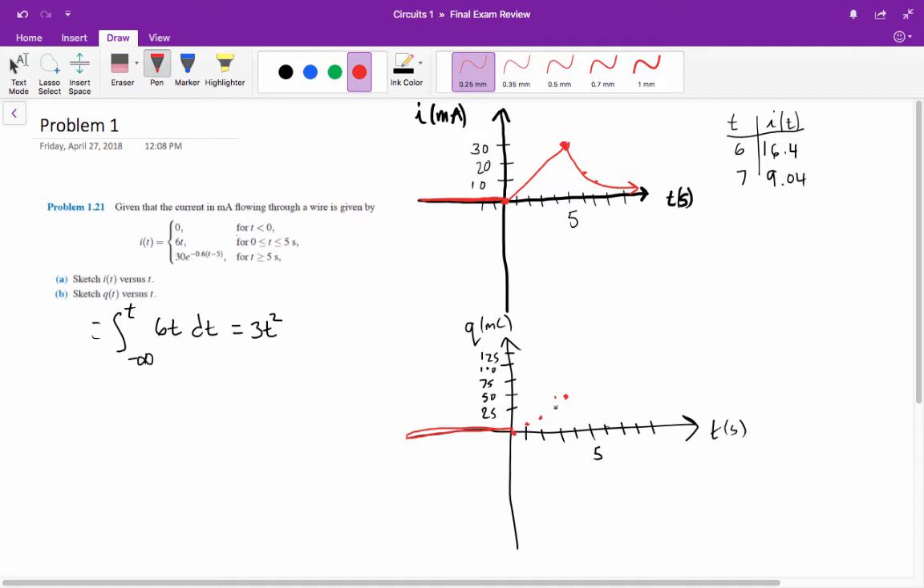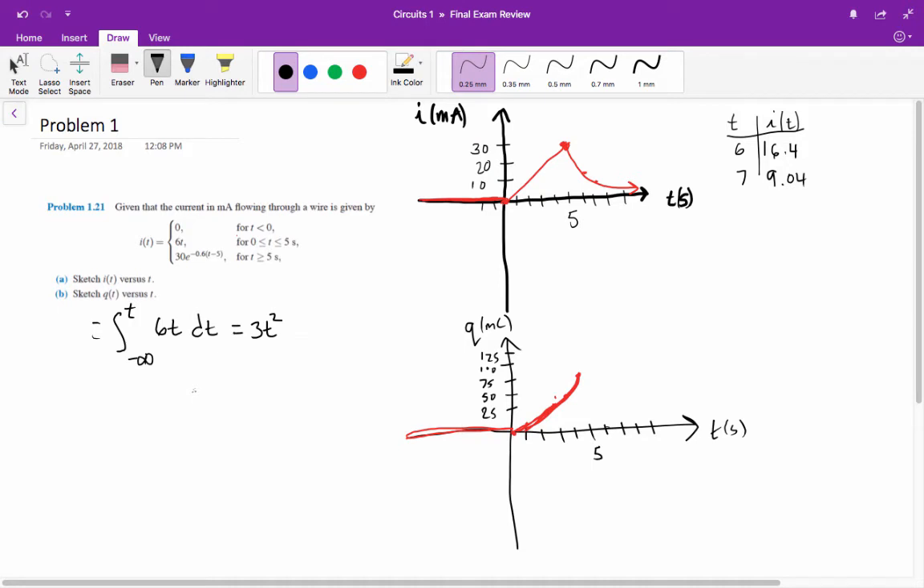Oh, I skipped 3? Yeah, I did. So 3 squared is 9 times 3 is 27. And at 5, 5 squared times 3 is 75. So a parabolic shape there. Now, we want this to be continuous because you can't have a discontinuous buildup of charge, and so we'll see if that works here for our next segment.